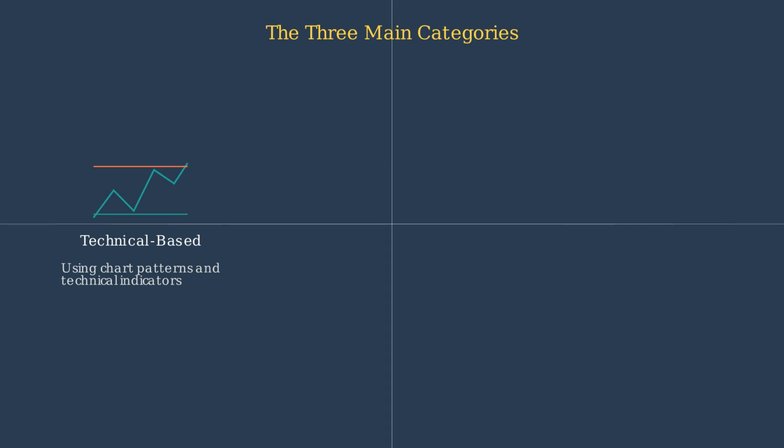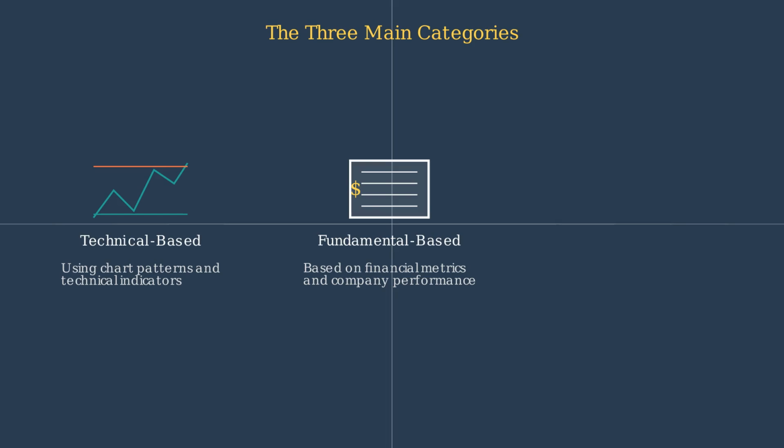Price target indicators can be categorized into three main types. Technical-based targets use chart patterns and technical indicators to project price movements. Fundamental-based targets rely on financial metrics and company performance data. Consensus targets aggregate price predictions from multiple analysts. Let's examine each of these categories in more detail.